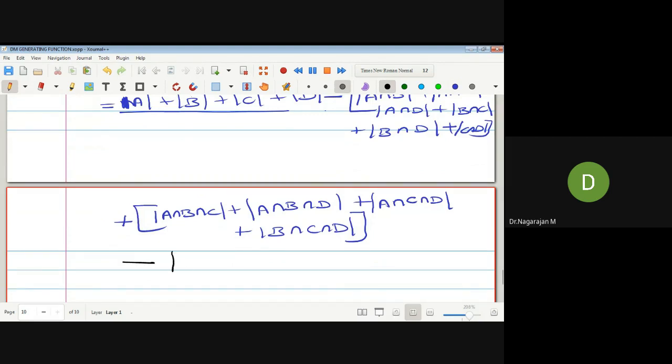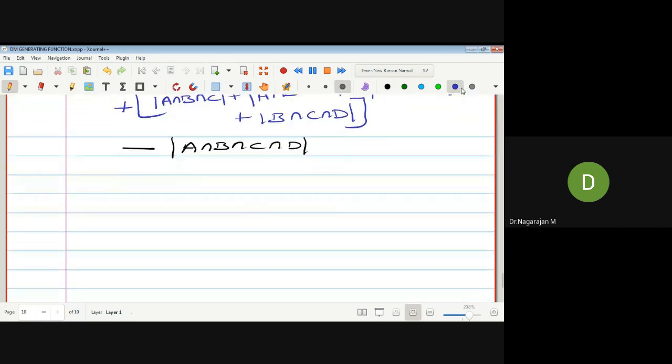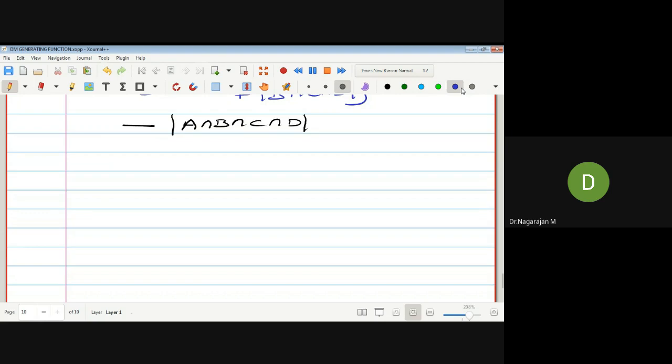the combination of 4 terms. The 4 term is only a single value: A intersection B intersection C intersection D. Okay, this is the fourth one. This is the overall result for the 4-set union formula. Now you want to consider that. What is the next idea? Next idea, very important one.